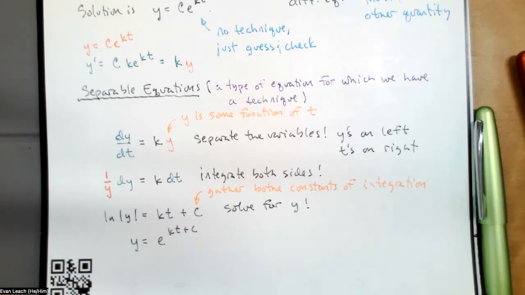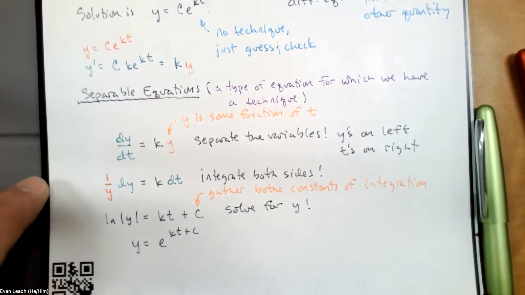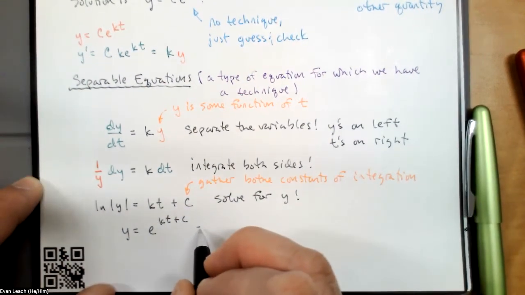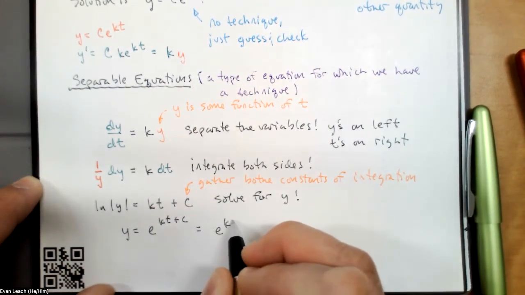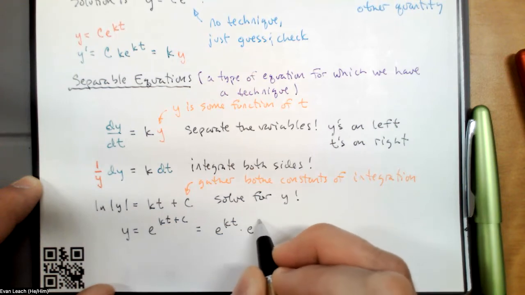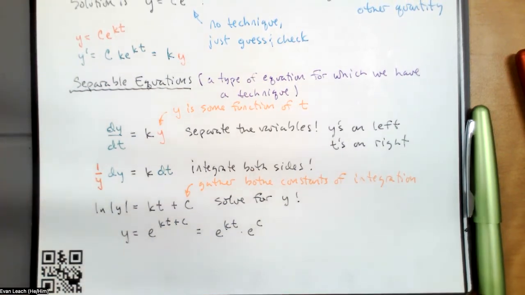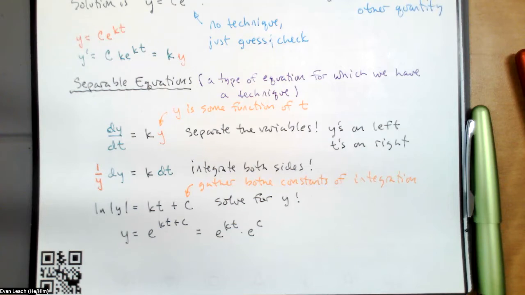This doesn't quite look the same as what we had before. I had a constant multiple, and here I have a constant term up in the numerator. So then we're going to do some property of logarithm shenanigans. So e to the kt plus c is e to the kt times e to the c. When we multiply things at the same base, we add their exponents. And the same thing applies in reverse.